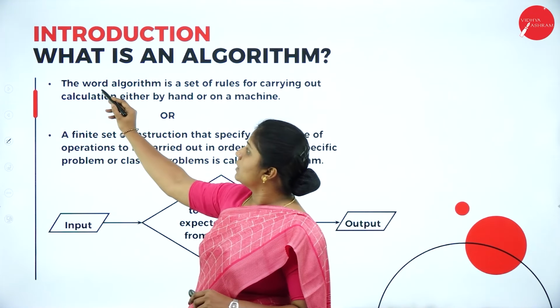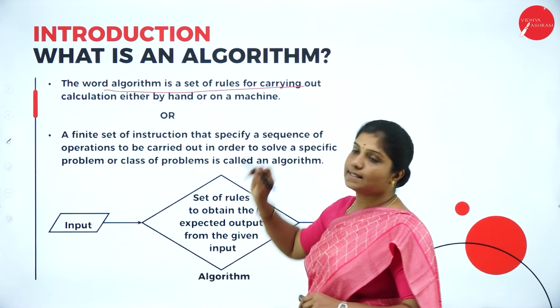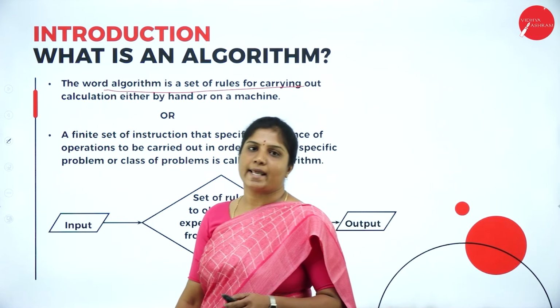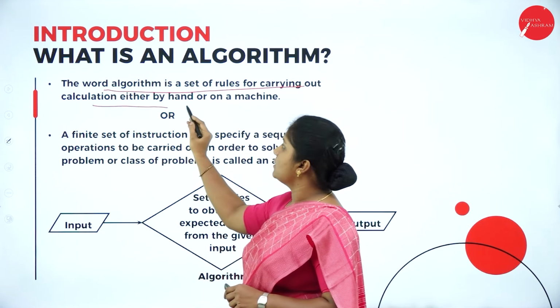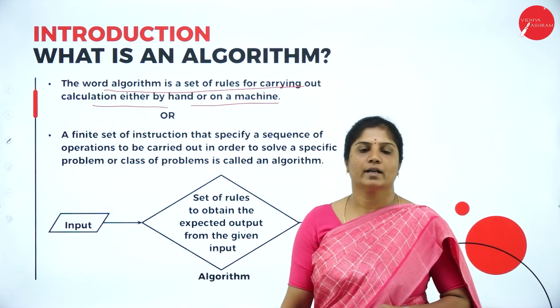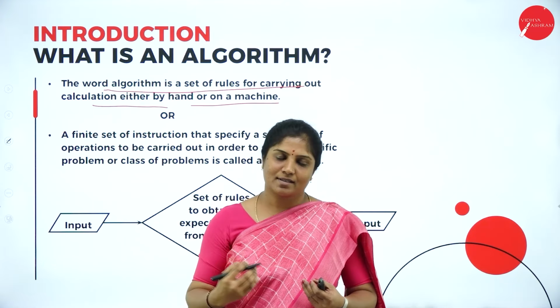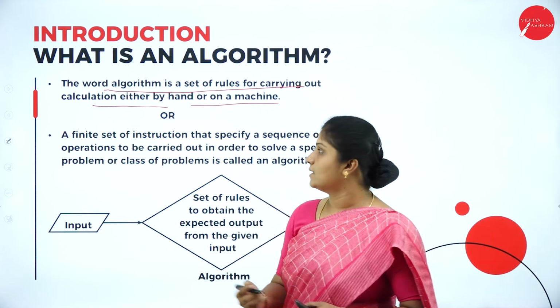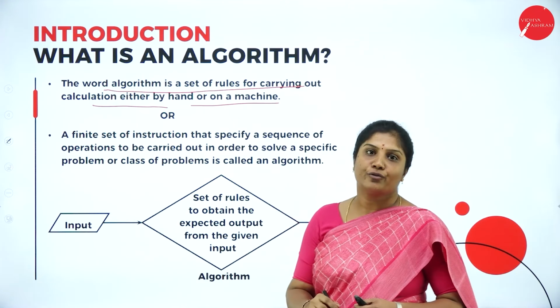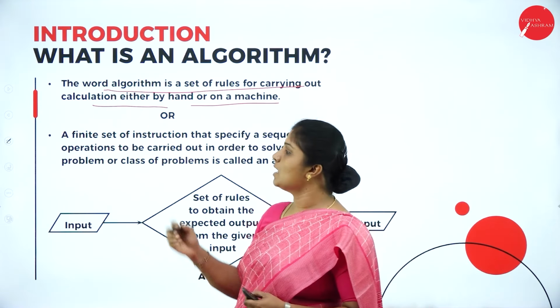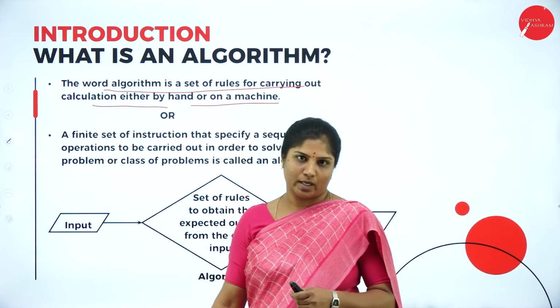The word algorithm is a set of rules for carrying out some calculations either by hand or a machine. So what is an algorithm? It is a step-by-step procedure, or we can say it is a set of rules. Why do we need a set of rules? To carry out some calculations.